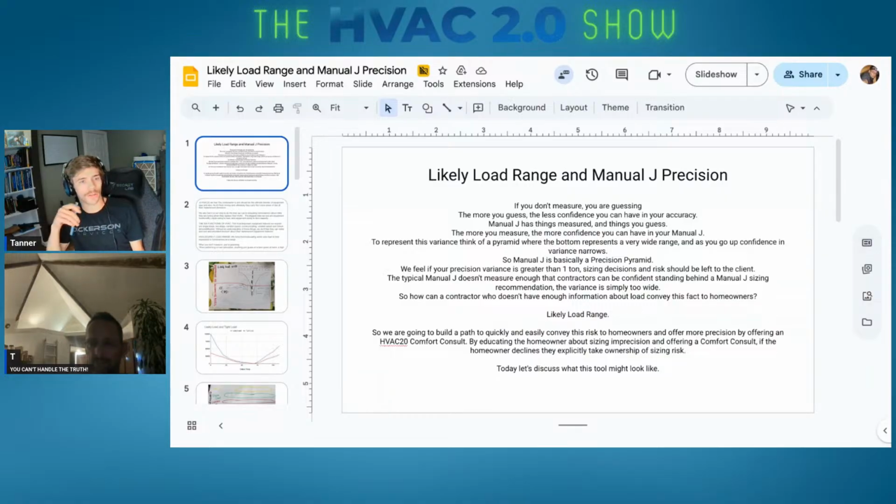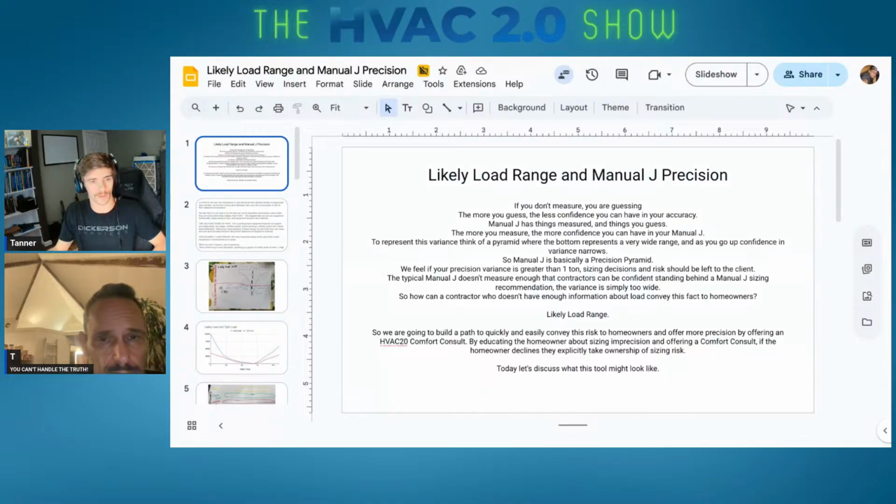Tonight looks like it may just be me and Ted, but we're going to be going over likely load range and the philosophy behind it, what it is, what it means, and why we feel this is a more accurate way of showcasing what someone's load of a house actually is. Ted put together a good presentation, so we can just get right into it and start going over it.